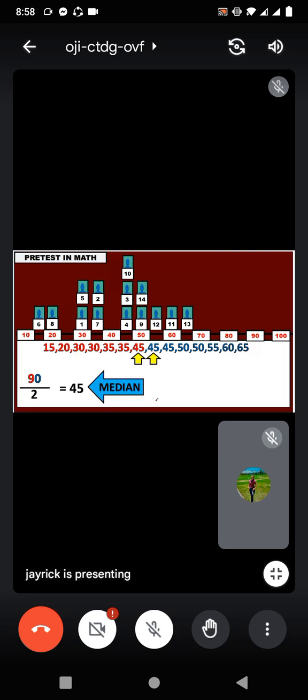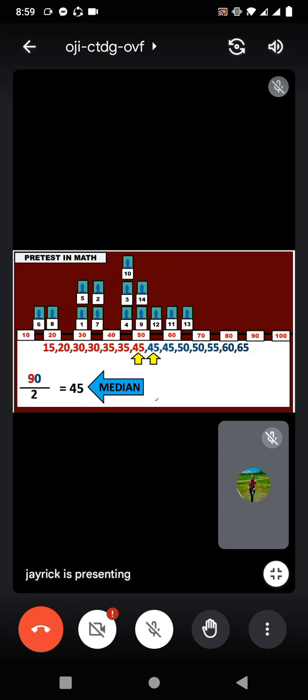Now, what does it mean to have a median value of 45? When we say the median value is 45, it can be said that 45 is the middle score. It is the middle value that represents the central value of the data set. That's how the median measures the central tendency of the data set.